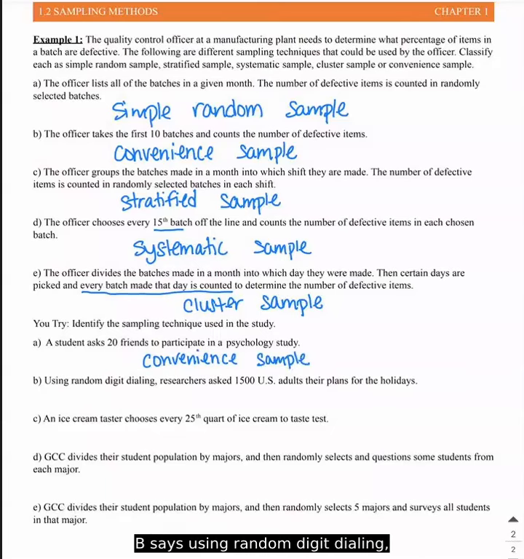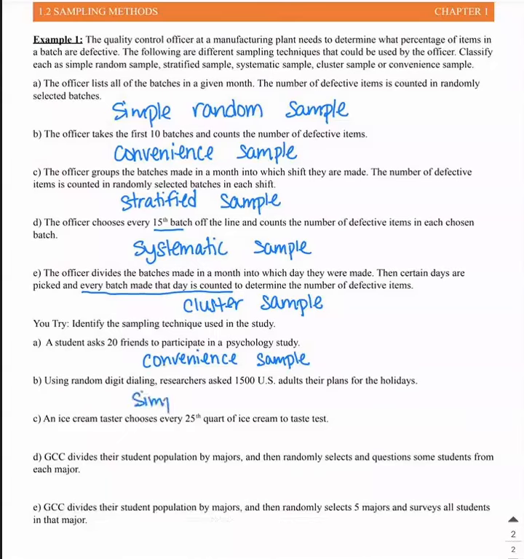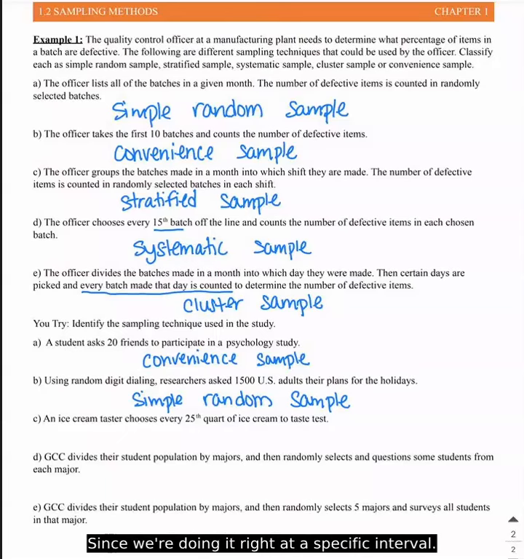B says using random digit dialing, researchers asked 1,500 U.S. adults their plans for the holidays. So random digit dialing usually has to do with a simple random sample. Now, C says an ice cream taster chooses every 25th quart of ice cream to taste test. So since we're doing it at a specific interval, every 25th quart, this would be a systematic sample.